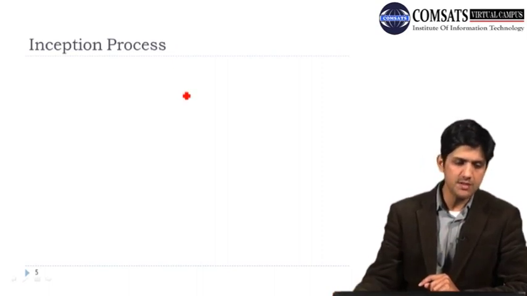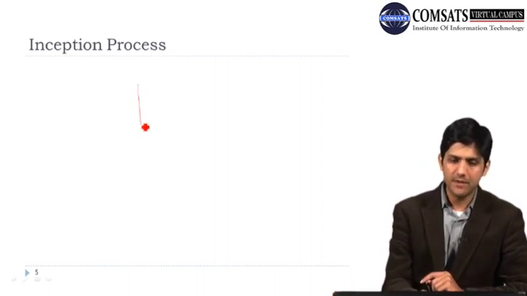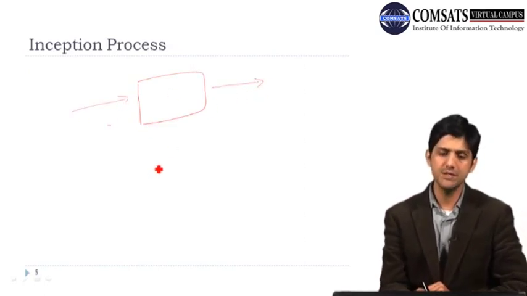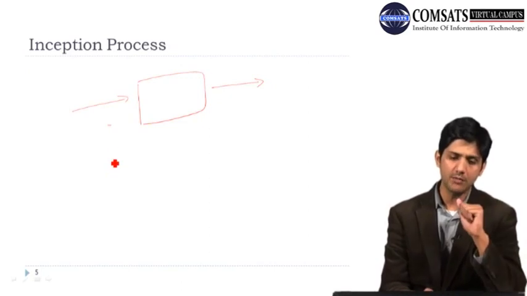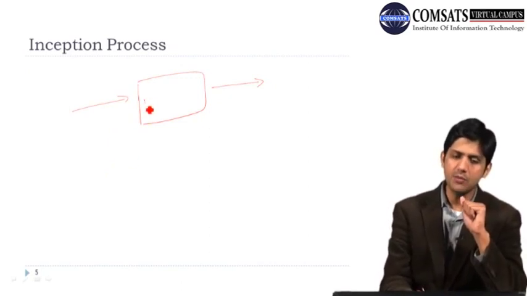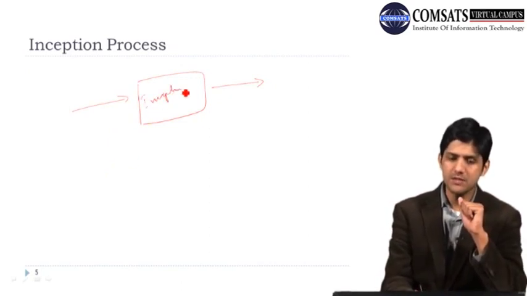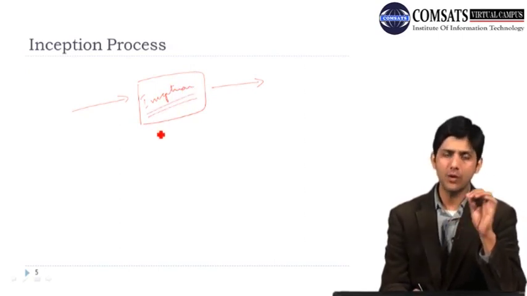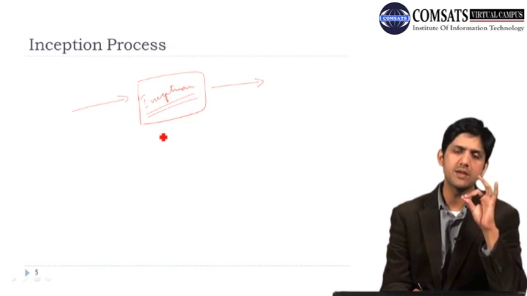So our process definition says that it's a box which has some inputs and it produces some outputs. Now if you keep this definition in mind, then inception is a process, and we already know what the inputs and the outputs are that we desire from the inception process.